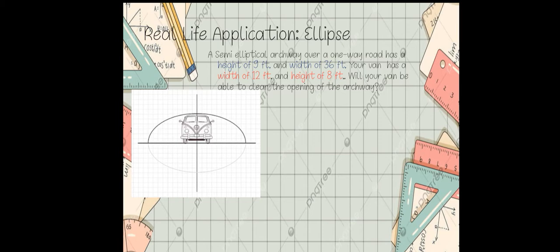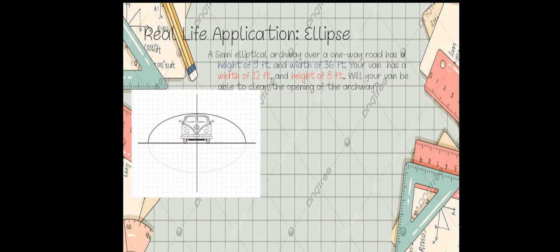Now, I have already pre-made my illustration over here. So, here's the semi-elliptical archway, and here is our van. And to help us solve this problem, we can input the given from this problem into our graph or illustration to help us better visualize how everything goes together.